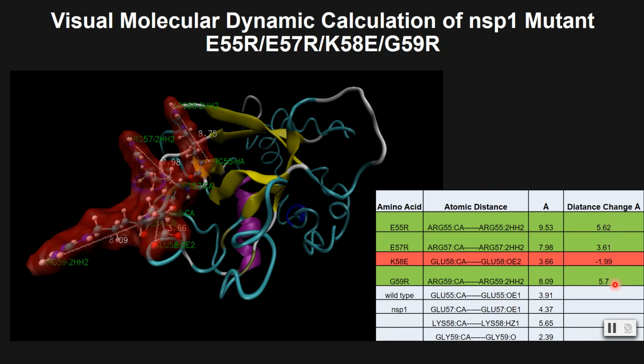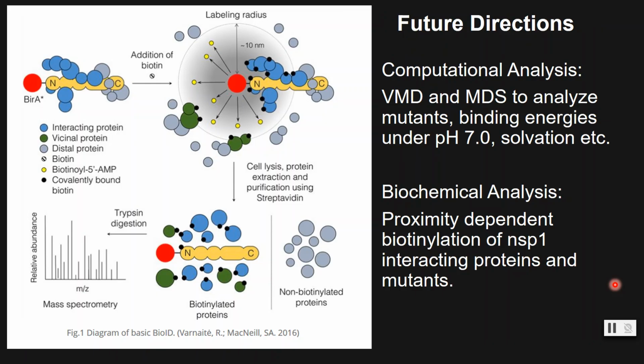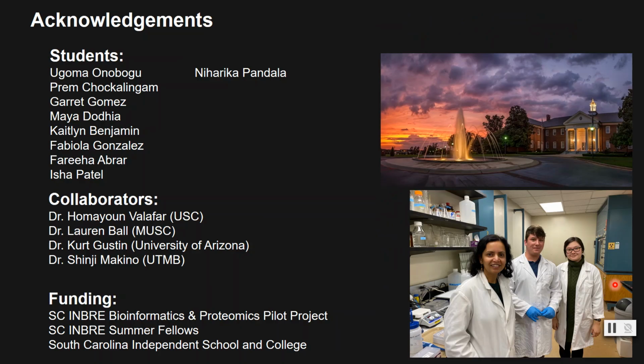We are continuing to do these calculations and also look at changes in pH and solvation to incorporate whether there are any significant structural changes upon these mutations. So finally, we are continuing with visual molecular dynamics and molecular dynamics simulations to analyze these mutants and their binding energies under different pH and solvation. And then biochemically, we are tagging NSP1 interacting proteins to identify what proteins are interacting with NSP1 and the corresponding mutants.